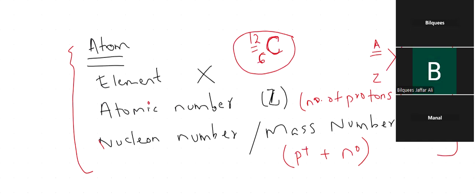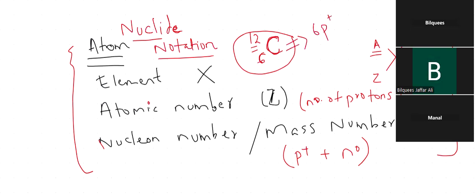Okay, please make this heading: nuclide notation. Done? Yes. Did you make this heading, nuclide notation? Yes. Okay, so if we are talking about this carbon, it contains 6 protons, 6 electrons, and 6 neutrons, right? Yes.